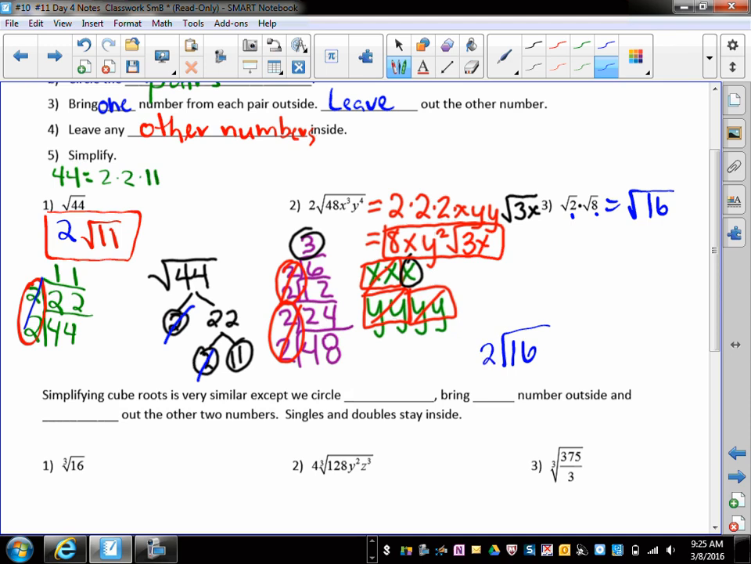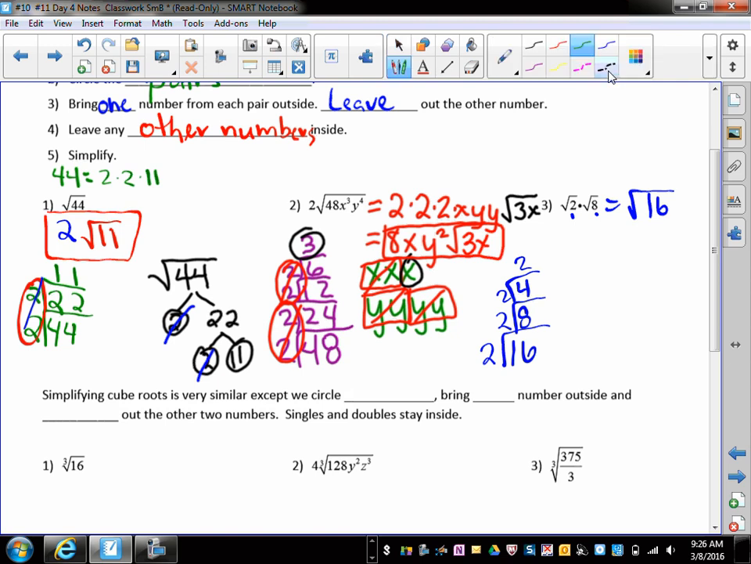Alright, so a factor of 2. How many times does 2 go into 16? 8 times. Divide by 2 again. How many times does 2 go into 8? 4. Break it down again. How many times does 2 go into 4? Good.